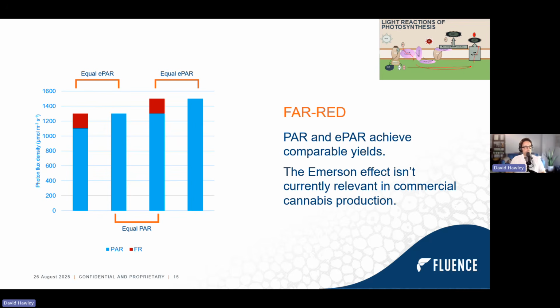And sure enough, that's where we bring in bar 4. If we normalize between treatment 3 and 4, we normalize on EPAR, then we have a total flux between those two of 1500 micromoles. And what we saw was that far red was contributing to photosynthesis, but it wasn't driving yield above and beyond what we were getting with otherwise just PAR light.